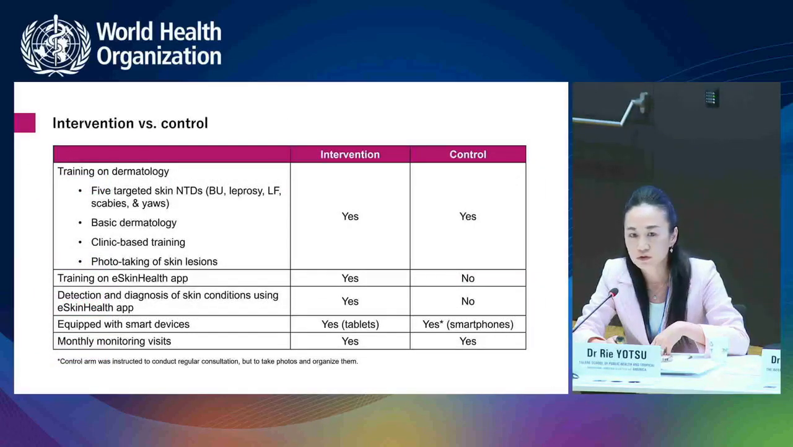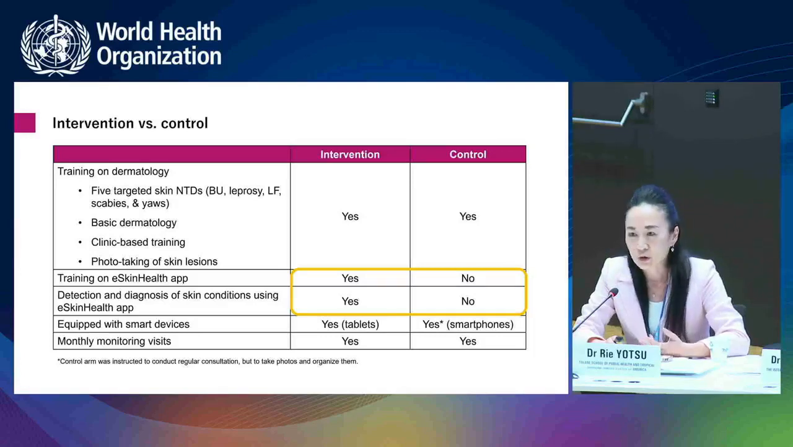So what did we do with these 2 arms? Well, we did all the things together, the same things, except for the intervention, we gave the tablet with the eSkin Health app inside and also the training using the app. Besides that, we did all the things the same. From the training on dermatology, we've trained them on the 5 targeted skin NTDs, also the basic dermatology, and also the clinic-based training, so bedside training by the dermatologists. Also, we've trained them on the photo taking of skin lesions.